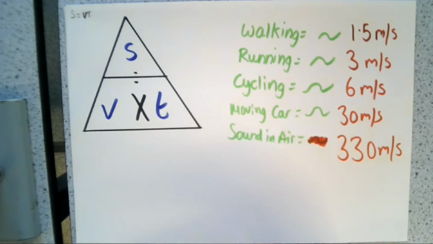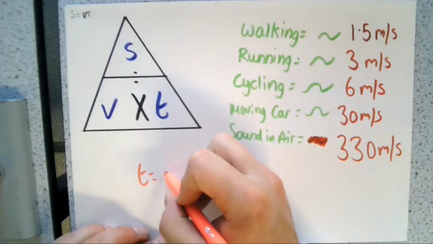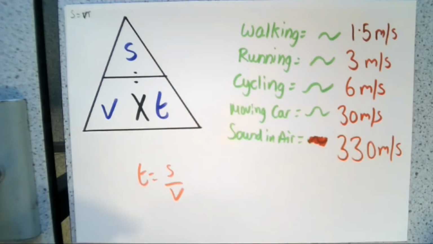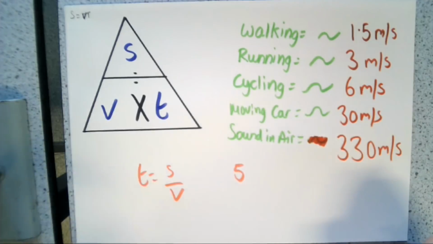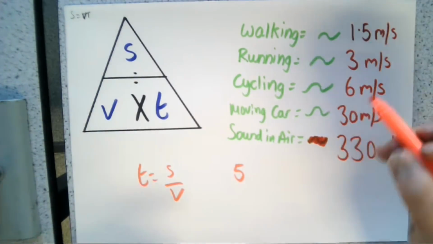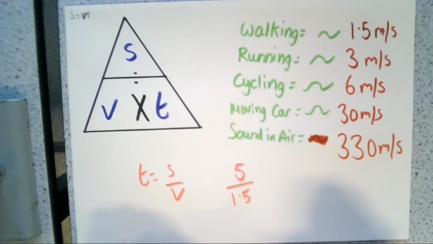A question may say to you, calculate how long it takes someone to walk 5 meters. So calculate how long: time equals distance divided by velocity. Calculate the time it takes someone to walk 5 meters, but you're not given a velocity. Oh dear. Well, you have been given it. It'd be 1.5 meters per second.